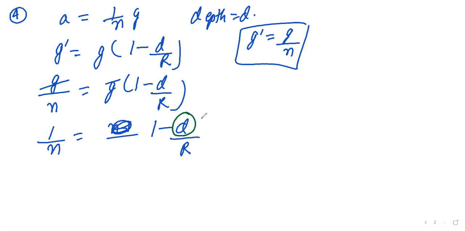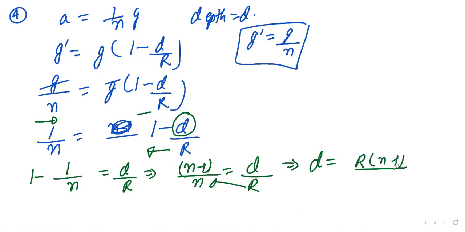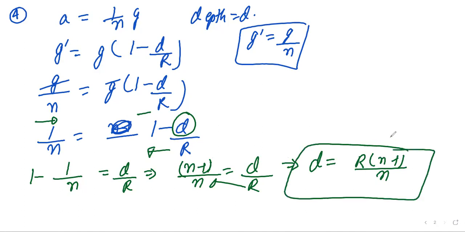So what will be d? Take this 1 upon n on the right side. So it will be 1 minus 1 upon n is equal to d upon R. So take the LCM, (n minus 1) divided by n is equal to d by R. So d is coming out to be, take R here in the numerator, R into (n minus 1) divided by n. So this is the relation between d, R and n, right? It was asked in 2020, again phase 2.